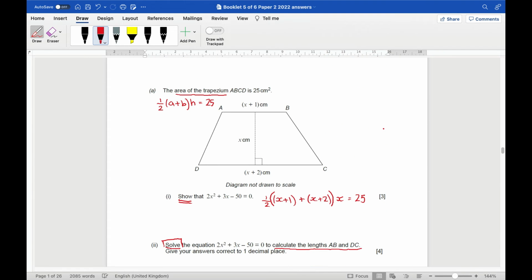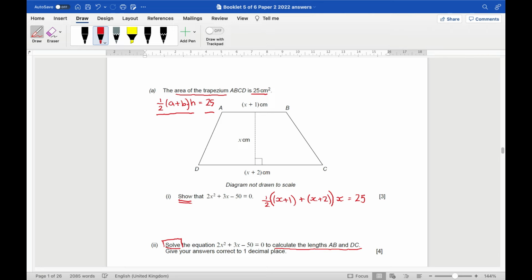Let's do the show bit first. Here, to show this quadratic is true, we are talking about the area of a trapezium. So I have written down the formula, and I know that it equals 25, because I'm told the area of this trapezium is 25.